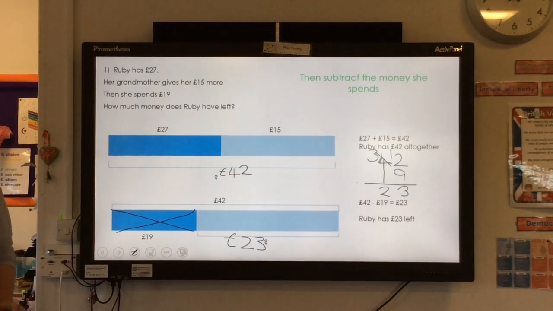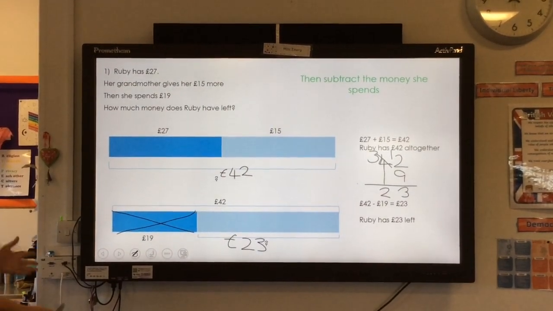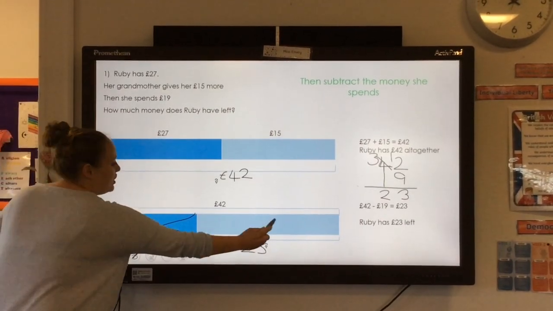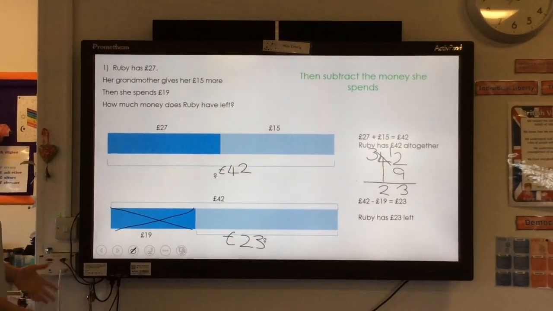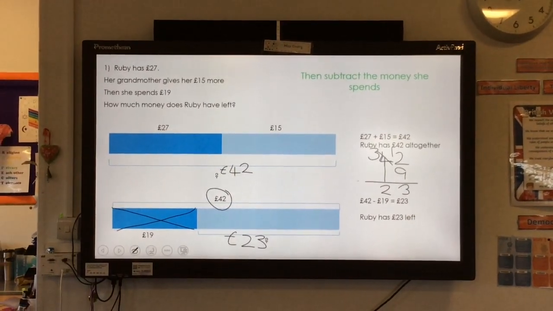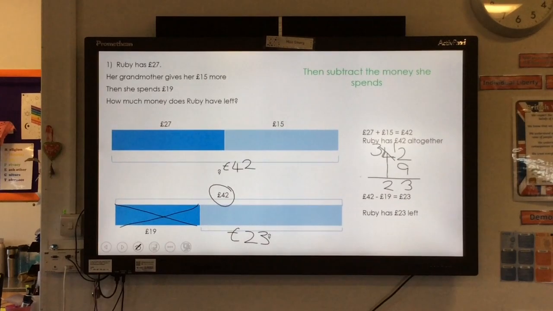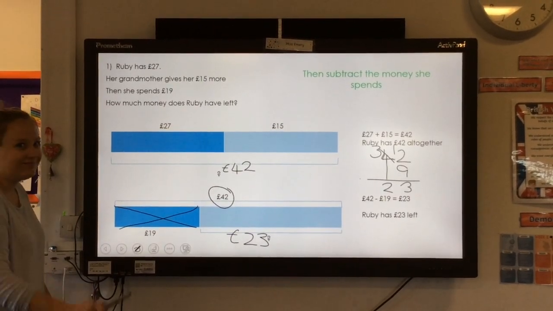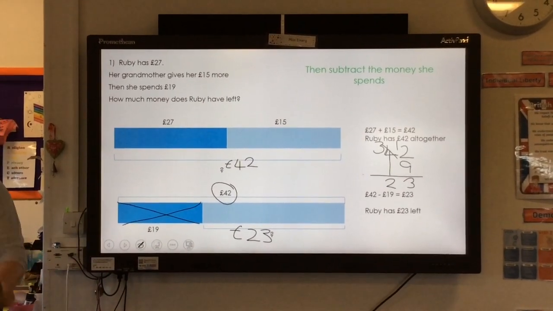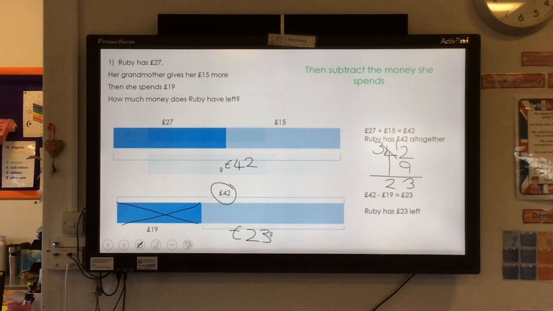Now if you wanted to check that, you would need to do 19 add 23, and if we put our 2 pieces of bar model together, we should get 42. So, how much money does Ruby have left? She has £42. Does she? Nearly got you, just 23. If you nodded along then, you haven't been listening, you need to play it again.